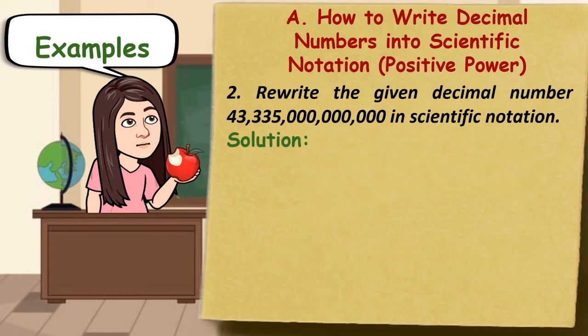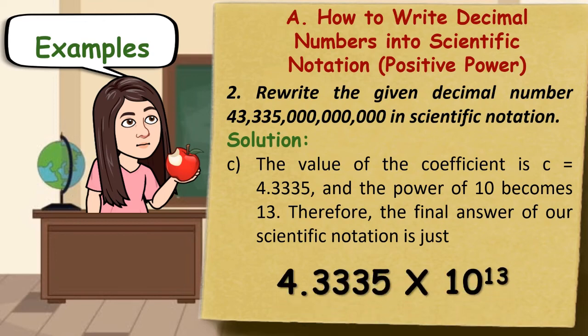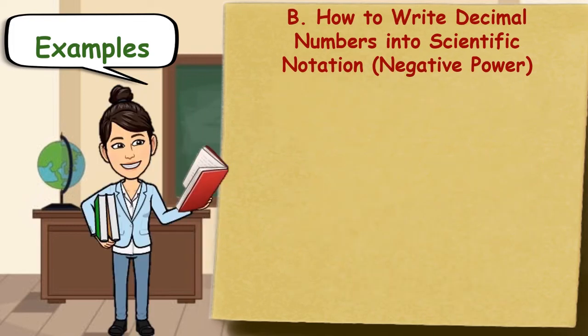And letter C, the value of the coefficient is C equals 4.3335 and the power of 10 becomes 13. Therefore, the final answer of our scientific notation is just 4.3335 times 10 raised to 13. Now, we will proceed to examples of how to write decimal numbers into scientific notation for negative power.